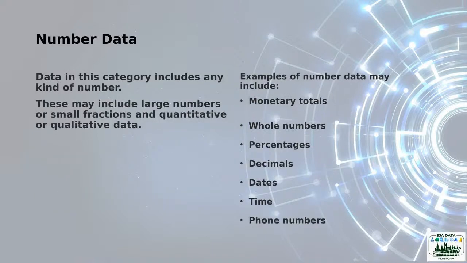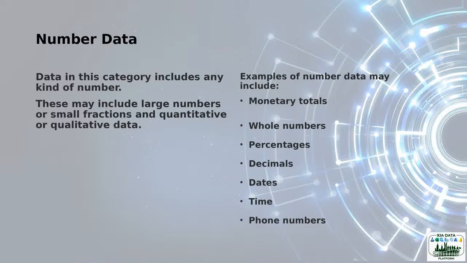So the number data type, as it's being called, is categorized to include any kind of number. For example, you would have a monetary total, a whole number, percentages, decimals. I would like to reiterate that date and time are actually number data. Sometimes that is confused with text data, but date and time is actually number data. And also in Excel, numbers are justified from left to right.